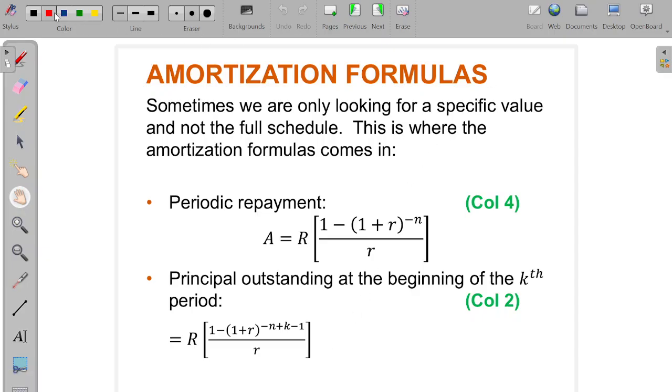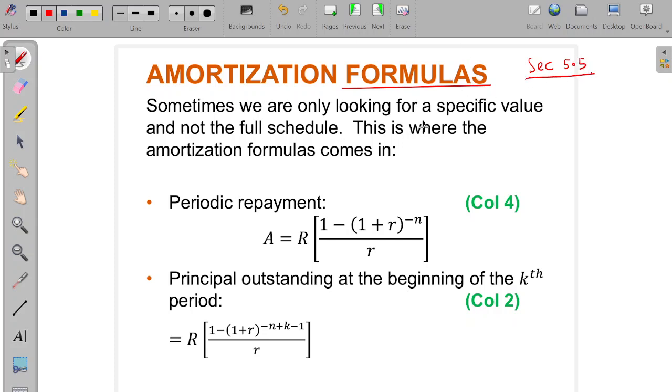All right, welcome back. We are still in amortization, and this time around we are going to be talking about using the formula for it. This is session 5.5.